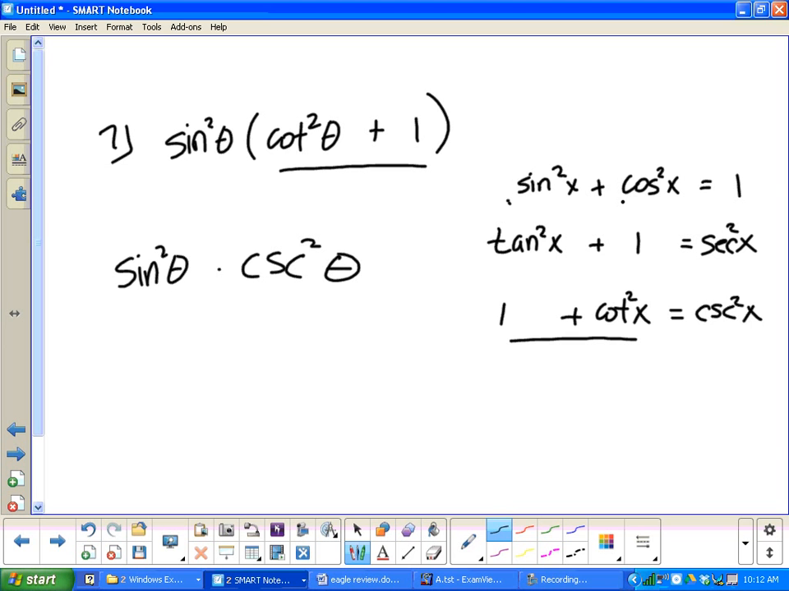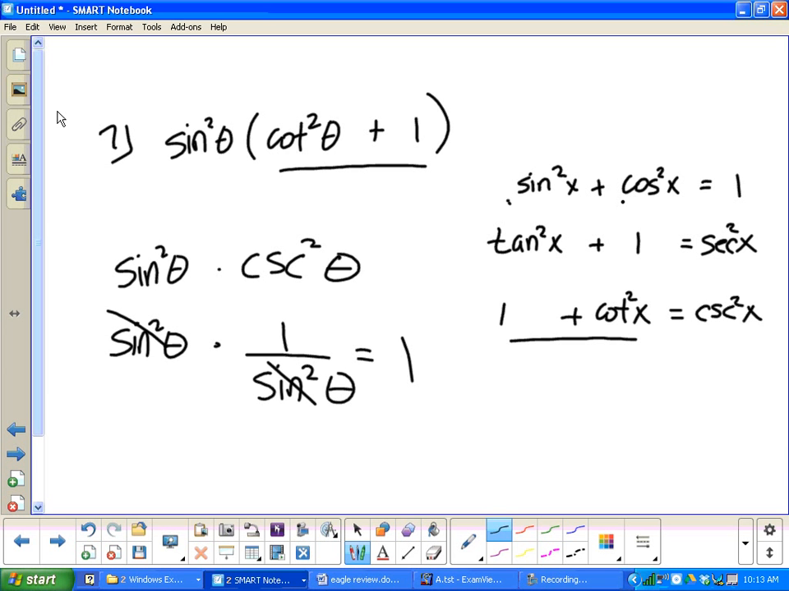Now, since it's multiplication, just change everything to sine and cosine. So I can write cosecant squared as 1 over sine squared, and they cancel. It's just 1. A lot of times you get an answer that's just 1. A lot of these it happens.